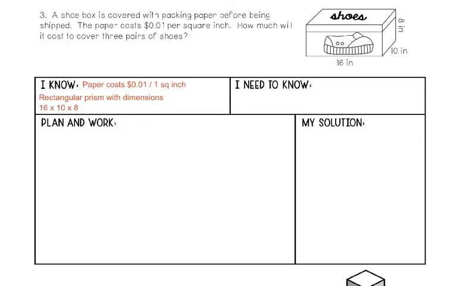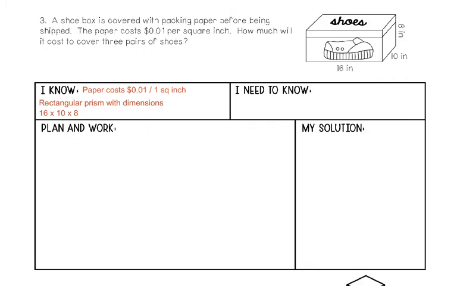So I know that I have a unit rate in the problem. The paper costs 1 cent per 1 square inch. So that's the rate that it costs per one thing, which makes it a unit rate. I know this is a rectangular prism because it's got rectangular sides or faces on this 3D shape, and it's a 16 by 10 by 8.